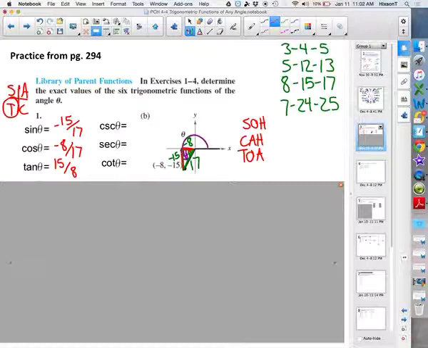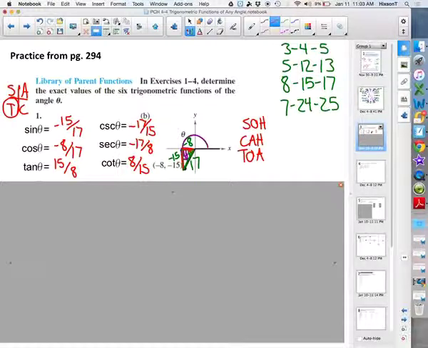Alright, so now we have our reciprocal functions. Cosecant's the reciprocal of sine, so it is -17/15. Good, -17/15. Secant is the reciprocal of cosine, so we have a -17/8. And cotangent is the reciprocal of tangent, so it's 8/15. Good. Okay?